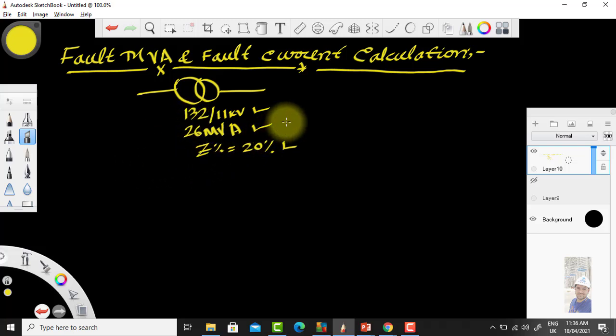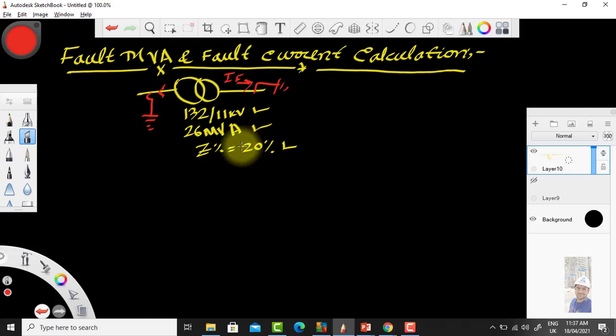So you can see here that 132 kV / 11 kV is the voltage rating. The HV side is 132 kV and the LV side voltage is 11 kV. The rating of the transformer is 26 MVA and the percentage impedance of the transformer is 20%. Now I want to know how much the fault current will be if there is a ground fault on the HV side, and how much it will be if there is a fault on the LV side. And how much is the fault MVA?